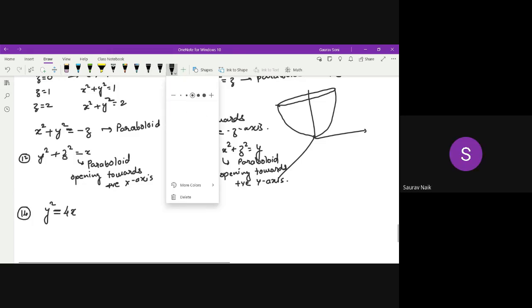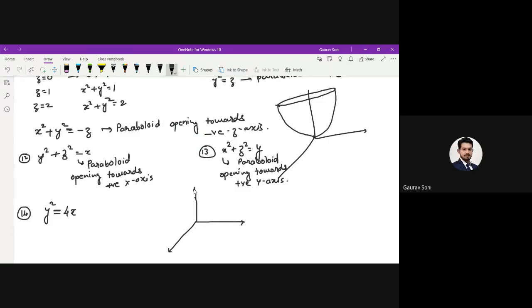Sir, yes. And also in this parabola, the straight line passes through the origin when we take x is equal to 0 and same for y. So, on the yz plane, and this is x, what is happening here is y square is equal to 4x. This is a parabola which is opening towards positive x-axis on the xy plane. And as the z coordinate is absent, this will extend over the z-axis like this. So this kind of structure is something that you will get.